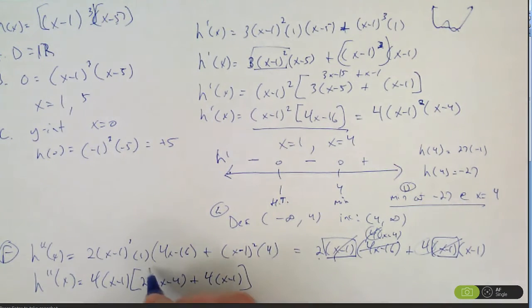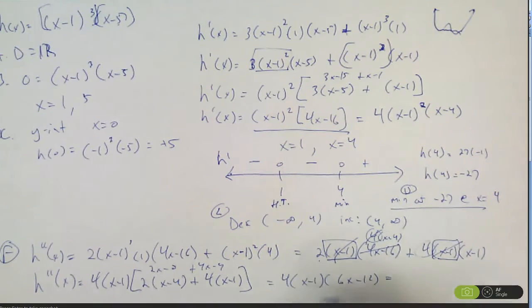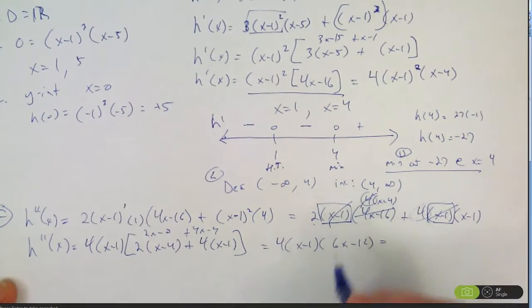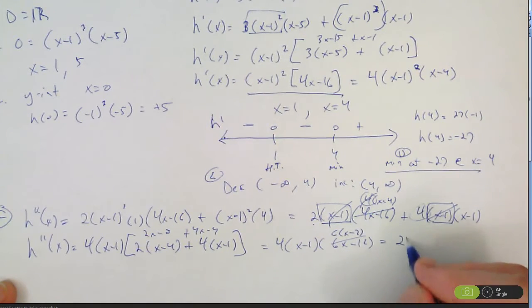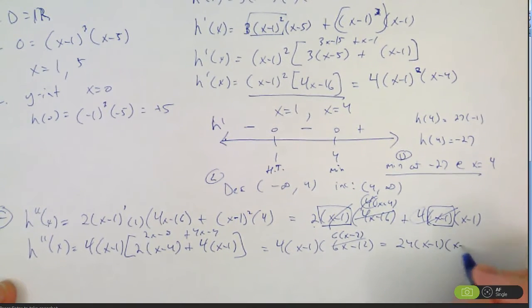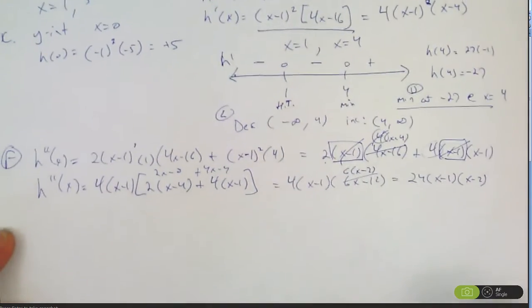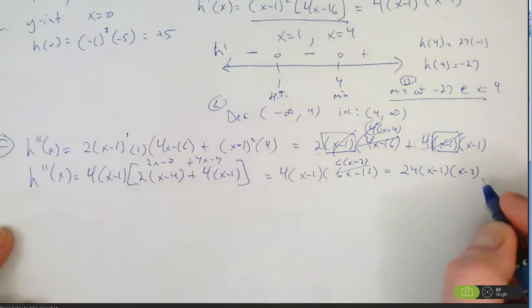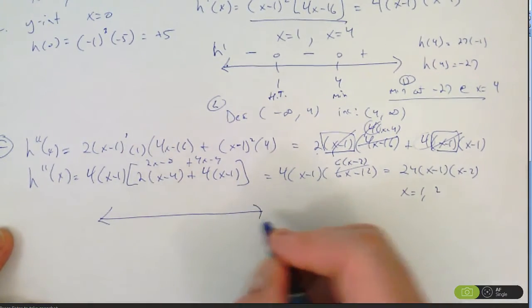Okay. If I simplify this as 2x minus 8 plus 4x minus 4, what that gives me then is 4 times x minus 1 times 6x minus 12, which I can take out a 6 here even. Take out the 6, that gives me 6 times x minus 2. So I really have 24 times x minus 1 times x minus 2. Okay, so my zeros for my inflection points are going to be 1 and 2. So let's test it on that second derivative number line.